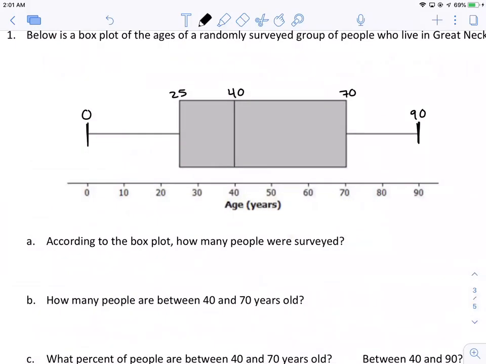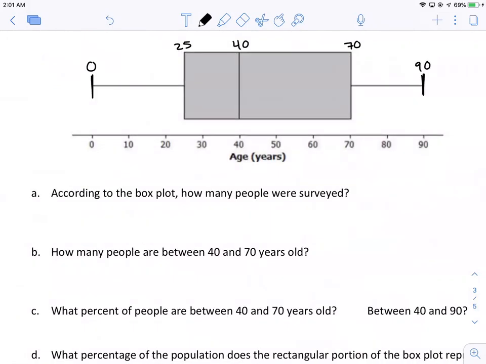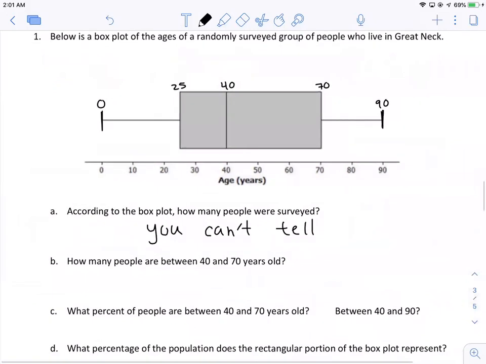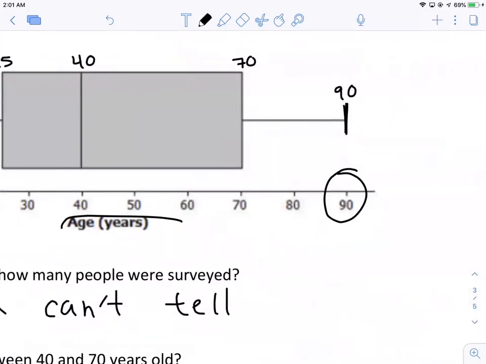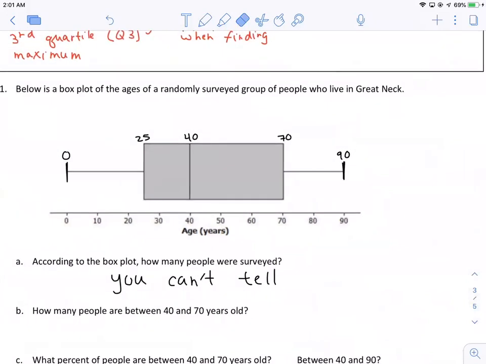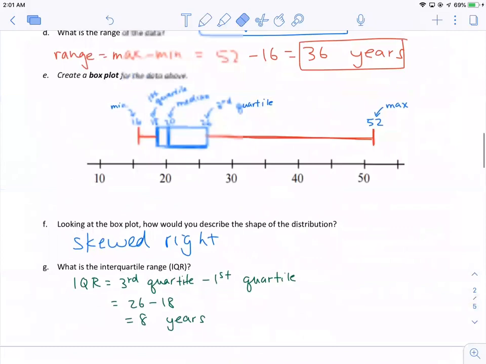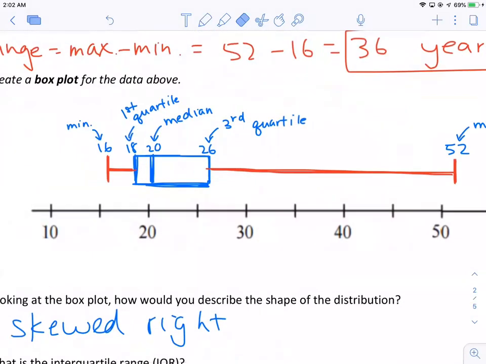So according to the box plot, how many people were surveyed? Well, that's the thing with a box plot. You can't tell. Look at that box plot. Tell me how many people were surveyed. You can't tell me how many people were surveyed. There is no number. It's not 90. 90 is the age, the maximum age. So you can't tell how many people were surveyed, just like looking at this box plot.